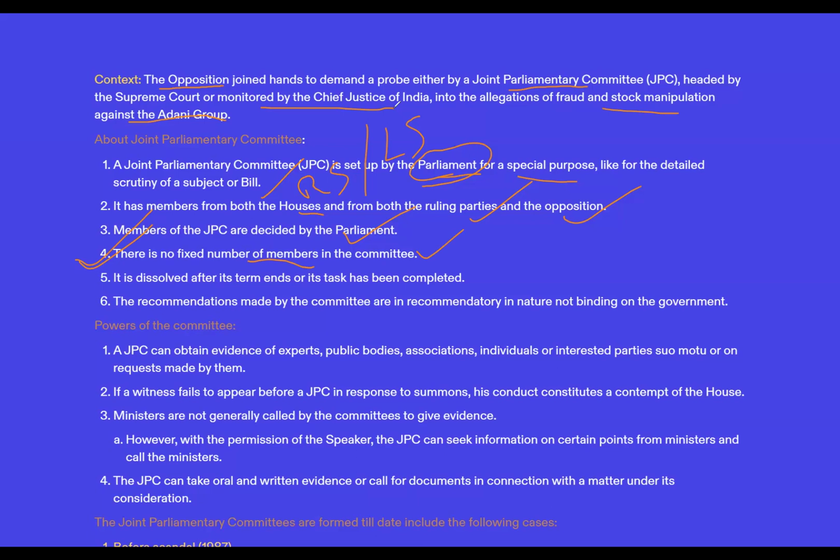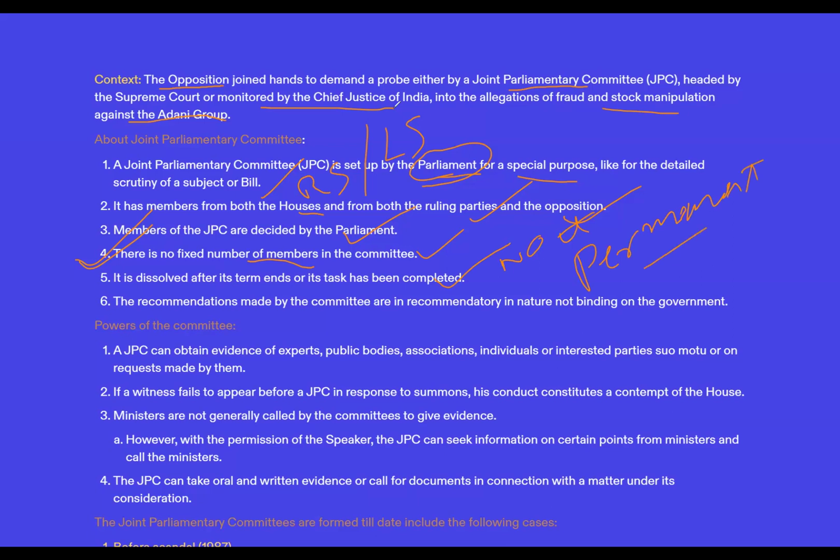It is dissolved after its term ends or the task has been completed. Generally, a joint parliamentary committee will be set up for a period of 6 months, 1 year, or 2 years, and its term will end and then it will be dissolved. It means it is not a permanent committee. Okay, so keep this in mind, all of you.